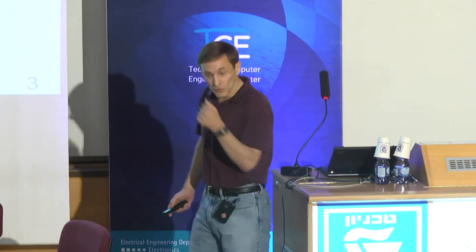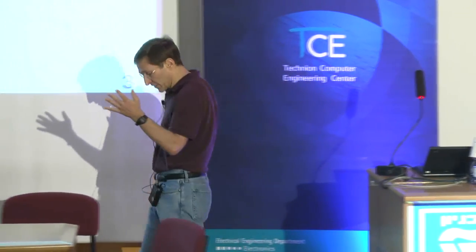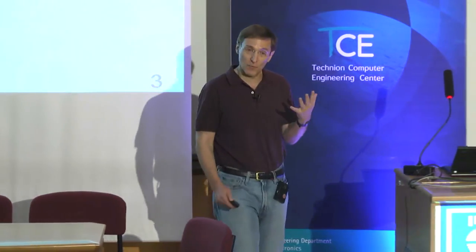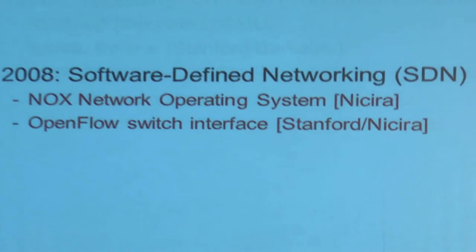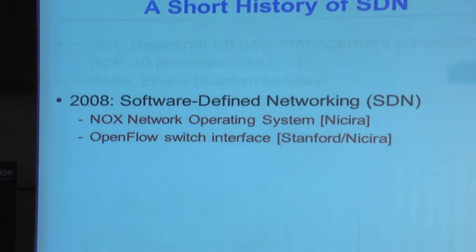Before starting off, let me give you a short history of software-defined networking. In around 2004, starting largely with Jen Rexford on the Route Control Platform project, then burgeoning into the 4D project, and also Stanford and Berkeley's work on SANE and Ethane, there was this early work on new ways of managing networks. In 2008, the software-defined networking elements that we come to know it, the NOX network operating system and the OpenFlow switch interface that I'll talk about later, were defined.